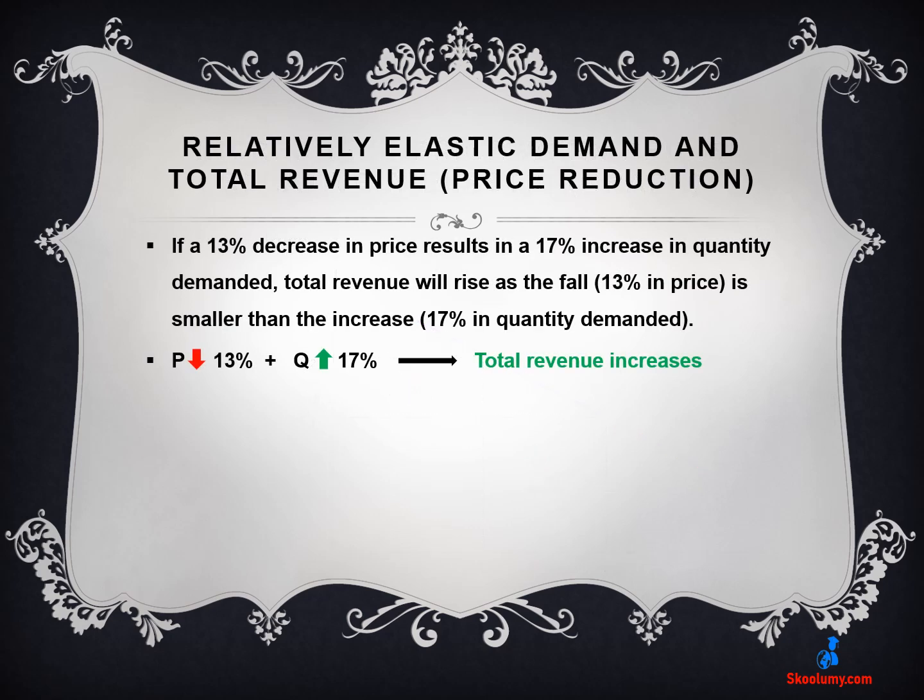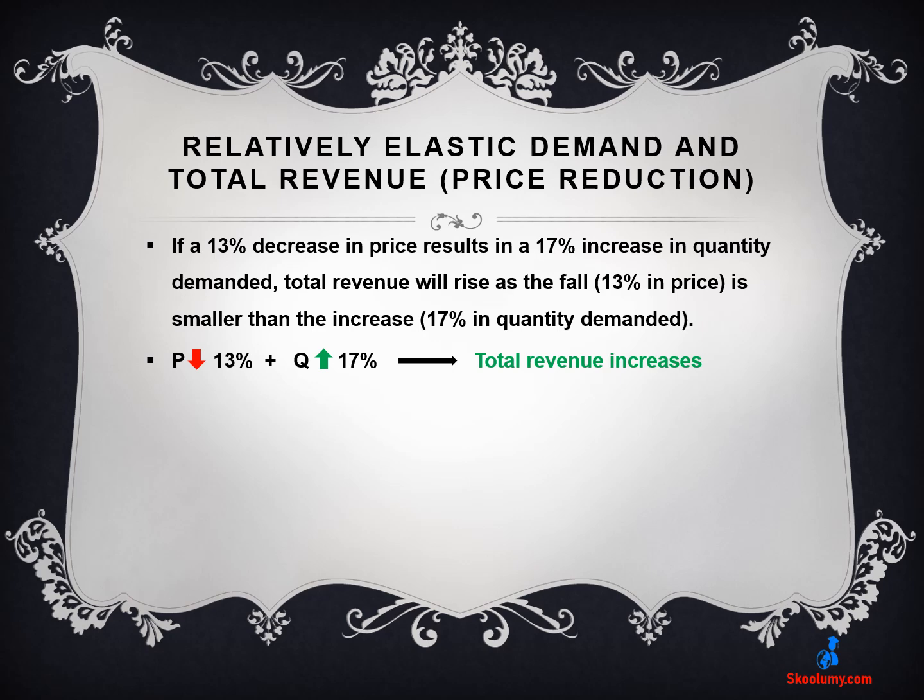What happens to revenue when there is a reduction in the price of a product with relatively elastic demand? As an example, a 13% decrease in price results in a 17% increase in quantity demanded. PED is 17% divided by 13%, which is 1.3. PED is relatively or fairly elastic because it is greater than 1.